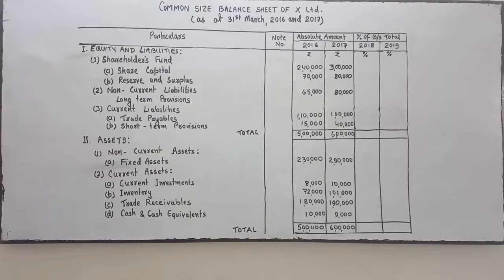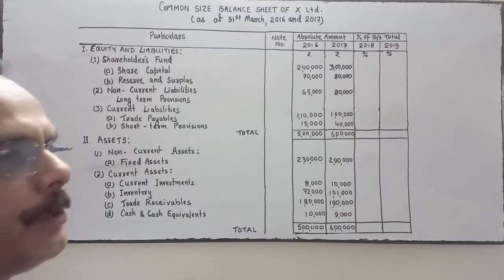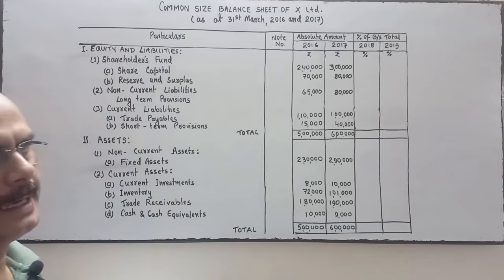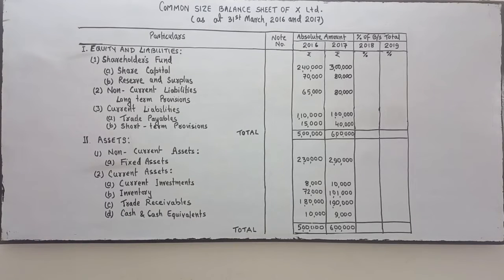So common size statements are those in which the individual figures are converted into percentage of some common base. Common base means taken as 100. A common size balance sheet, as I told you, is a statement in which the total assets or equity and liability will be taken as 100 as base, and all the figures are expressed as a percentage of total.